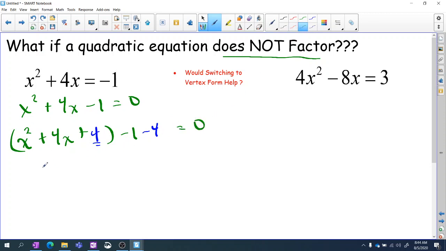Now I'm going to complete the square on this and factor it. So it's square root of the first, sign of the middle, square root of that one, all squared. -1 take away 4 is -5. So now I'm in vertex form.